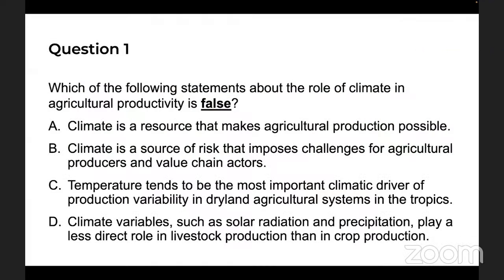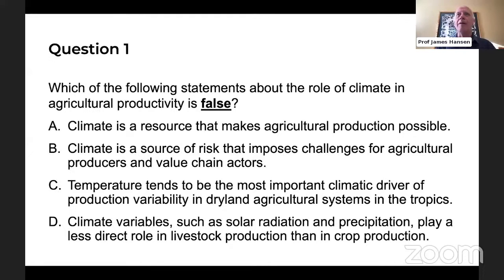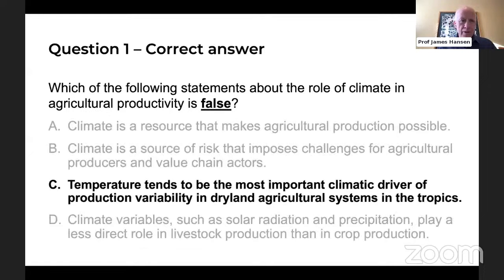Okay. So question 1, which of the following statements about the role of climate and agricultural productivity is false? The correct answer is C. C is false. Temperature tends to be the most important climatic driver of production variability in dryland agricultural systems in the tropics. In dryland agriculture, in most cases, variability of precipitation is the most important driver.